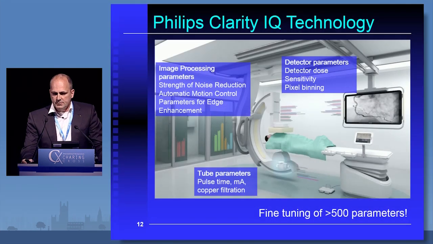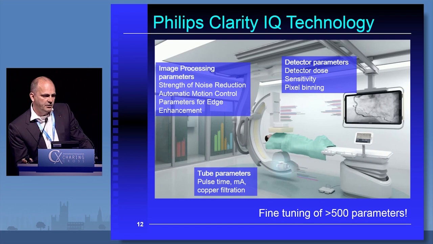What I would like to discuss with you, the essential part of my talk, is what can Philips ClarityIQ technology mean for us. This is a very complex slide with a lot of information. What you see is that it's now feasible to fine-tune over 500 different parameters of the Philips system live while we are acquiring the images.